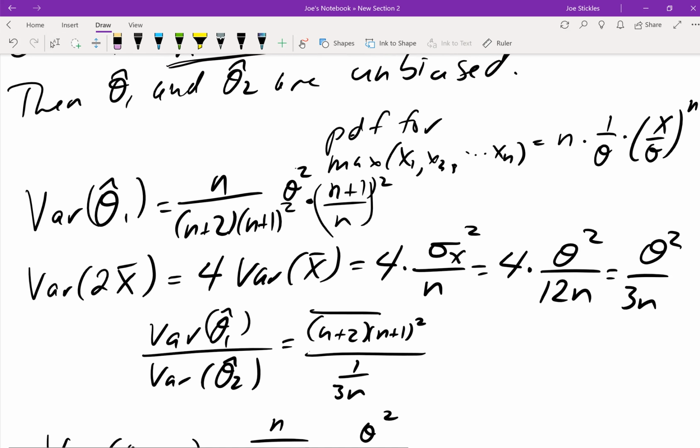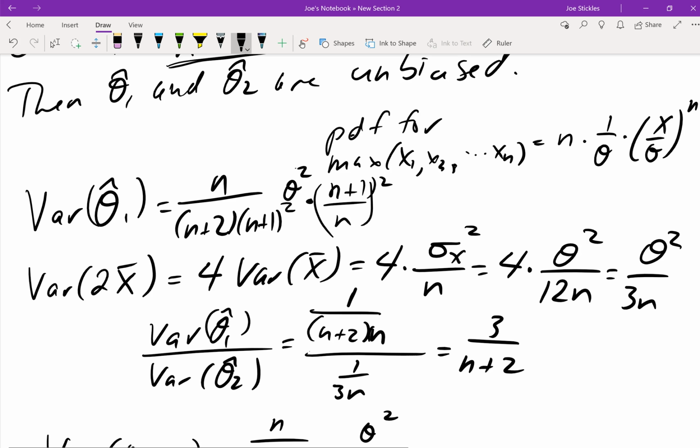So this makes the top part of this fraction go away. It becomes a 1. And then we get an n plus 2 times an n in the denominator. And then notice also that your theta squareds will cancel. So this becomes 3 over n plus 2. So there's our relative efficiency for theta 1 hat and theta 2 hat.